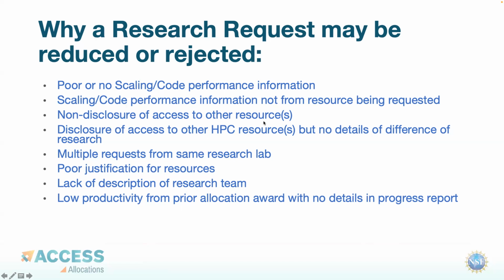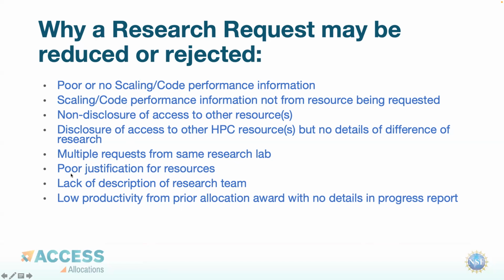The other section is the non-disclosure of access to other resources. Again, we talk about transparency and being very open about the situation. I do have allocations on other resources, and here's why I'm going to use the ACCESS resource. That's wonderful. If you don't detail the differences between the two, we have found this could cause a problem and a concern for the reviewers, because they say, well, it's the same work that we're seeing that they're doing on these other resources. Multiple requests from the same research lab: maybe you have a couple postdocs submitting similar research with their advisor as the co-PI, and we start to raise the question, should this all be pulled into one proposal from the research team?